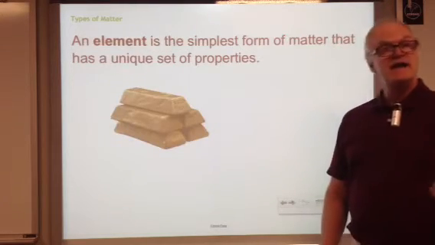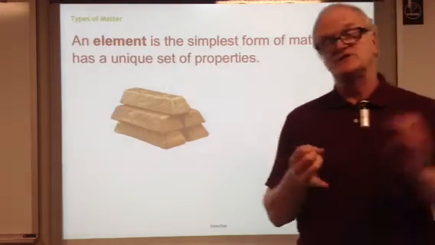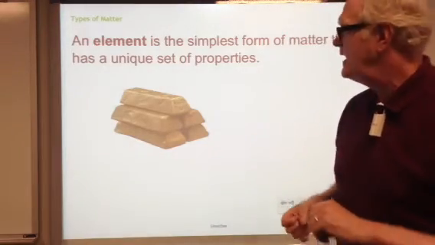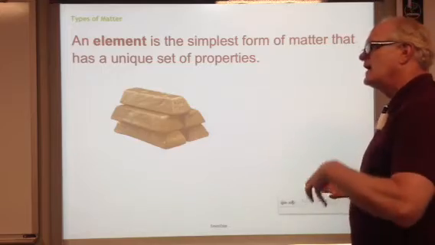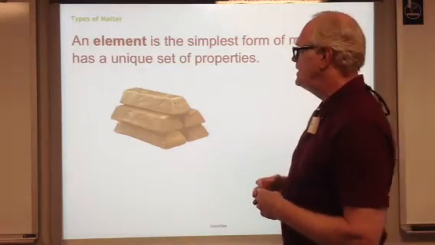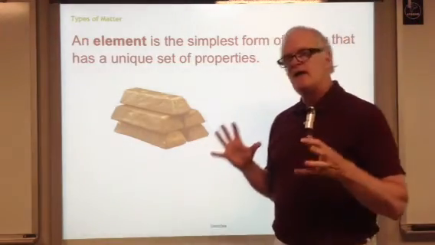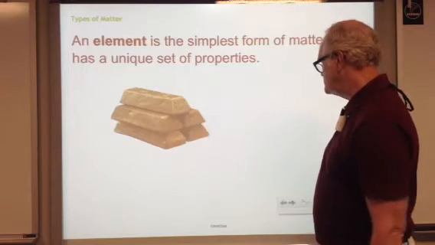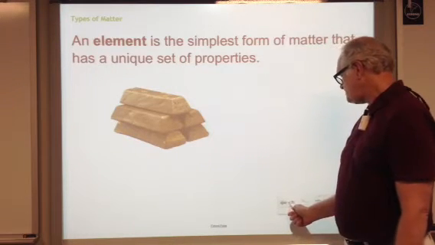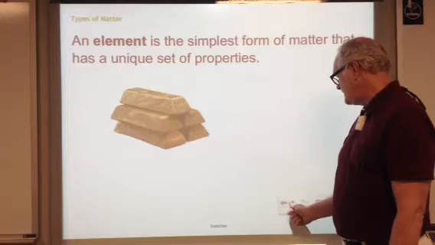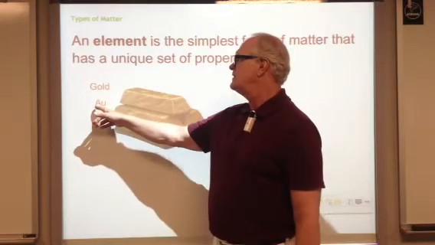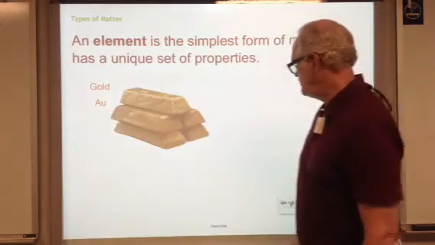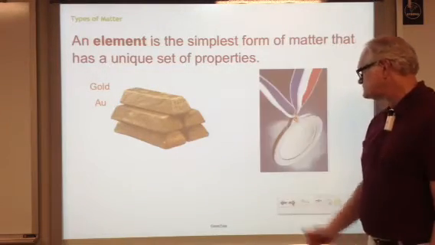Gold is an element, and it has definite properties. It has shininess and an appearance and the ability to make it into things like jewelry that are unique to gold. And gold can't be broken down into a different pure substance. So it qualifies as an element. And in fact, gold has a symbol, which we saw before. Symbol Au is the symbol for the element gold.